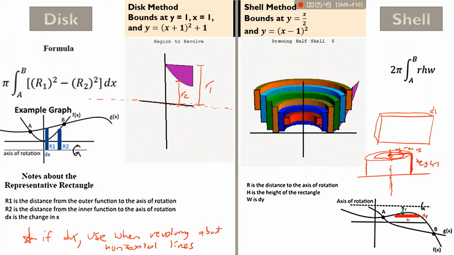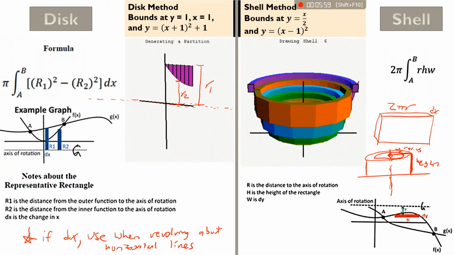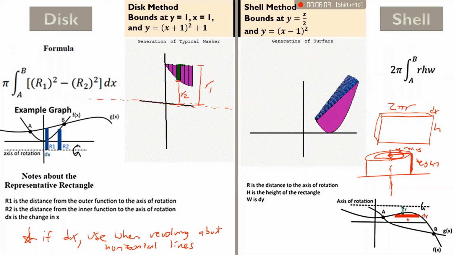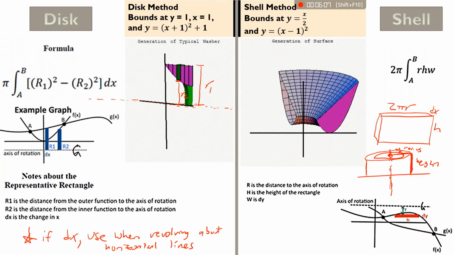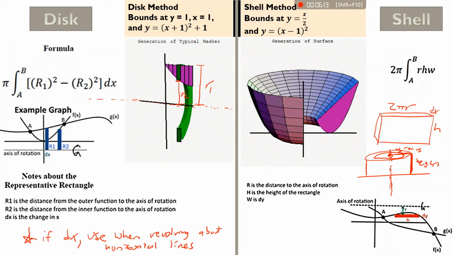This small side would be my dx. This long side over here, which is this distance around the shape, would be our circumference, or 2 pi r, and then my height would be my height. So multiplying that all together to get my volume would be 2 pi r h w, where w is my infinitely small dx.